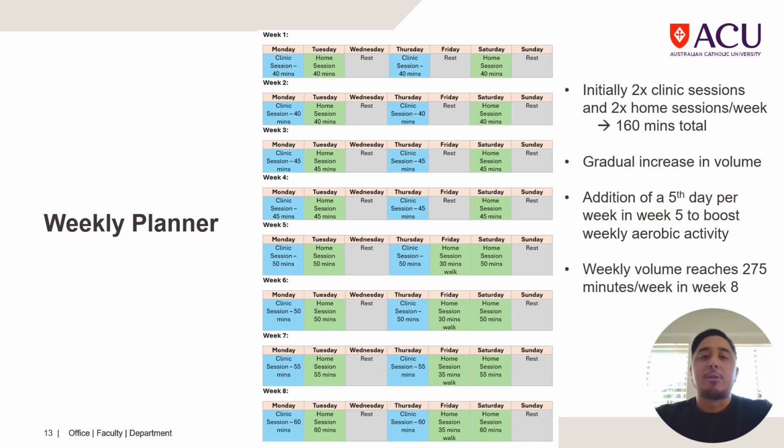In the 5th week, there is an addition of a 5th day of training, which is purely aerobic in nature, a walk, to boost her weekly aerobic activity. The weekly training volume reaches 275 minutes per week by week 8, with each session consisting of 60 minutes, a 20-minute increase per session from week 1, as well as a 35-minute purely aerobic session.